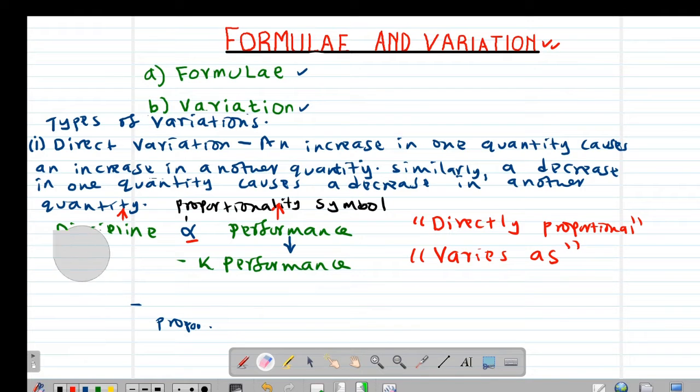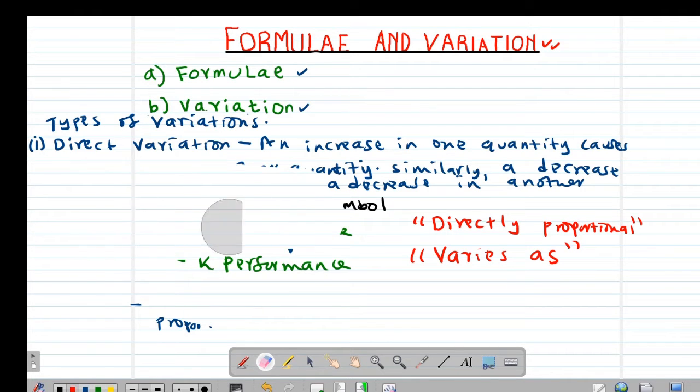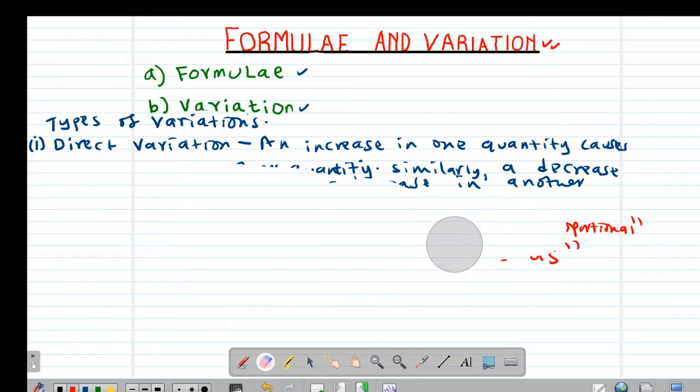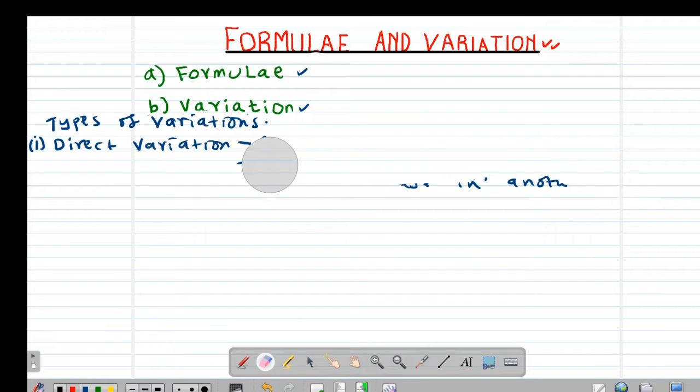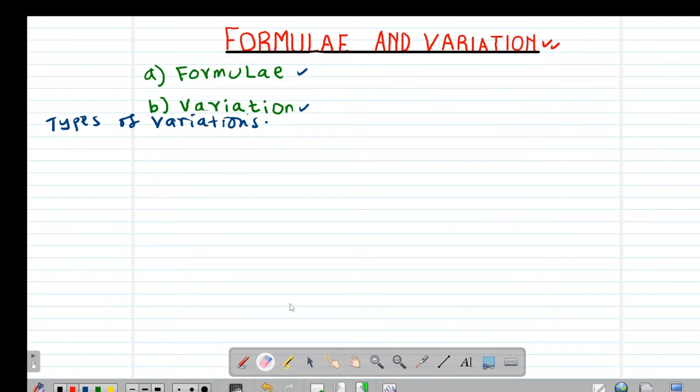Then we look at the second type of variation, which is called inverse variation. Remember, we said that we have 4 types of variation. So our second type of variation is what we are calling inverse variation. So this is type 2. Sometimes we can call it indirect variation. So inverse variation, also called indirect variation.